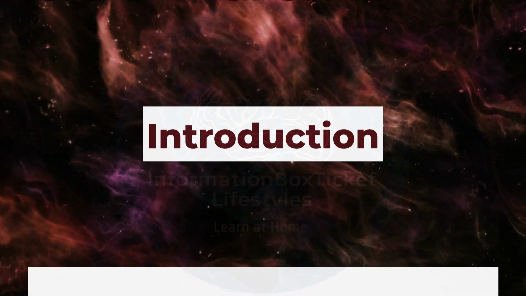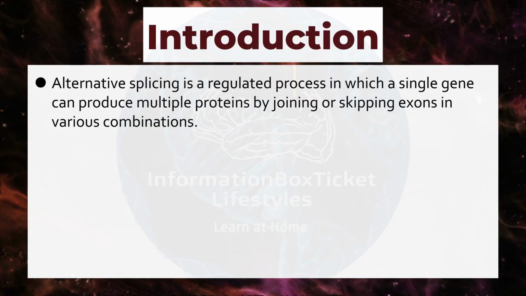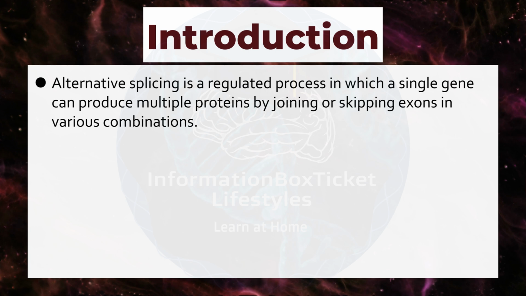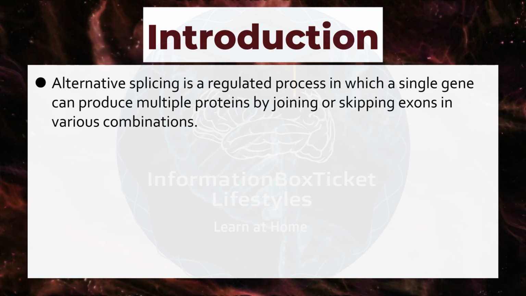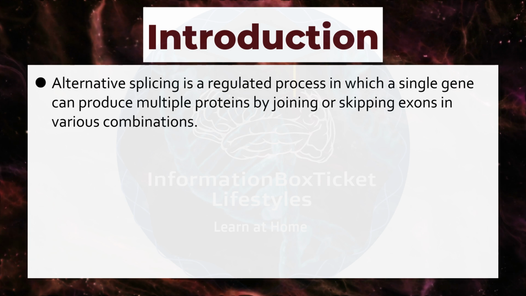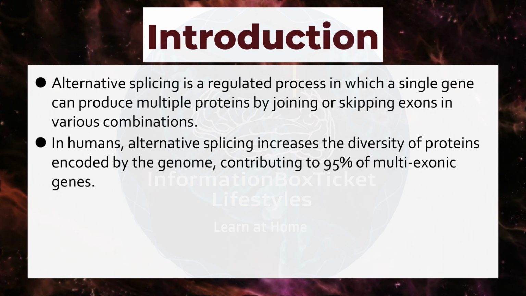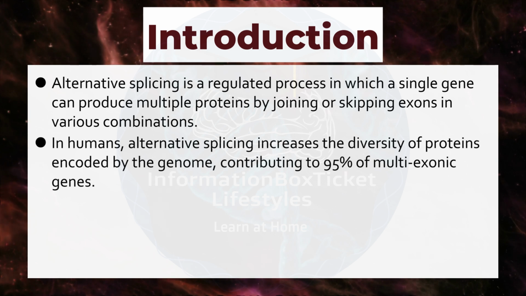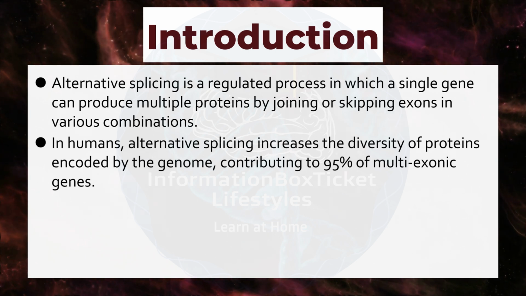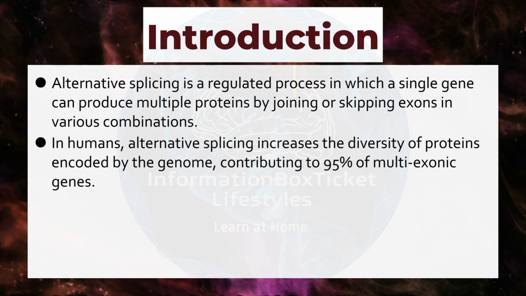Introduction. Alternative splicing is a regulated process in which a single gene can produce multiple proteins by joining or skipping exons in various combinations. In humans, alternative splicing increases the diversity of proteins encoded by the genome, contributing to 95% of multi-exonic genes.